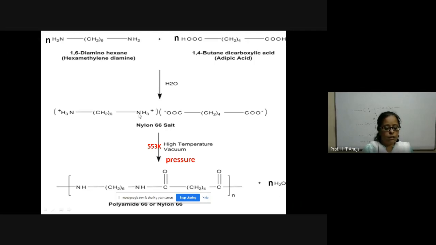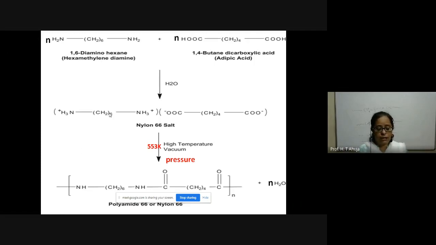Now, see here, the water molecule is liberated from this side, and you have the formation of an amide linkage, that is C double bond O, NH. This linkage which I'm showing you over here is called the amide linkage. Okay, so now the question arises, why is this polymer called nylon 66?